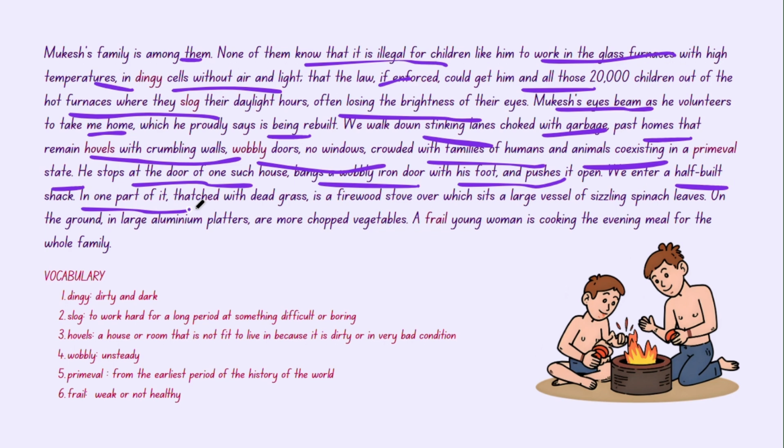In one part of it, thatched with dead grass, is a firewood stove over which sits a large vessel of sizzling spinach leaves. On the ground, in large aluminium platters, are more chopped vegetables. A frail young woman is cooking the evening meal for the whole family.